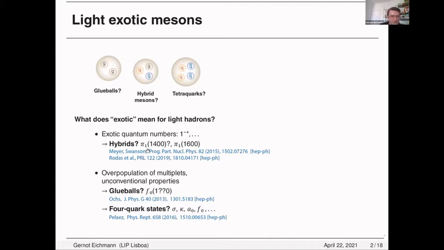But for other candidates, we can only infer their exotic nature from arguments like the overpopulation of multiplets or unconventional properties, like, for example, the glueball candidates, such as the f0(1700) or f0(1710) or f0(1500), or four-quark candidates like the light scalar mesons.